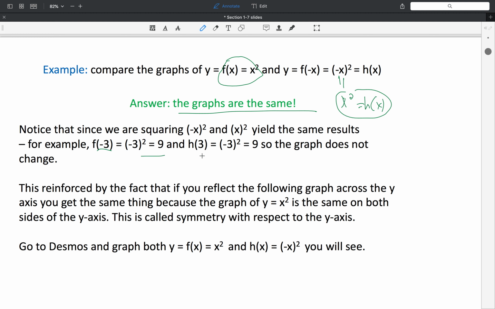And again, I'm just trying to say that for an example, f of minus 3 is 9, and then h of 3, remember, f of minus 3 is equal to h of minus 3. You get the same y value, so nothing's changed. We have the same pairs of the graph. Again, the best way to see that is that these two functions are the same. Okay, I don't want to say too much more about that.